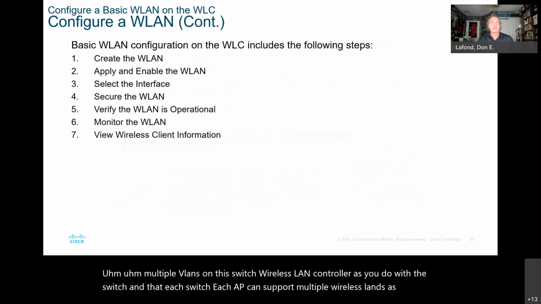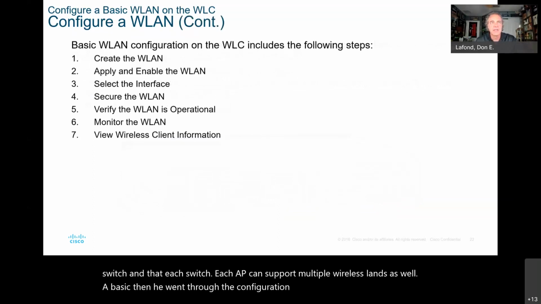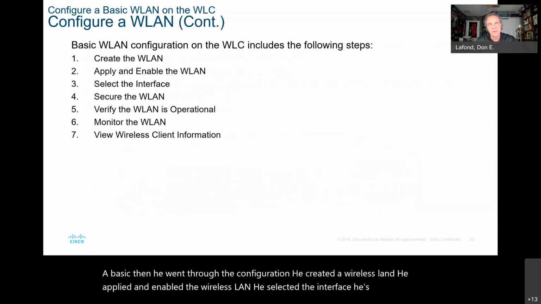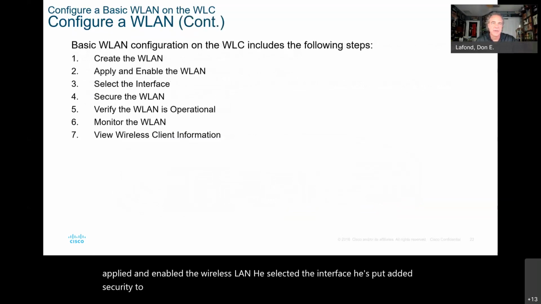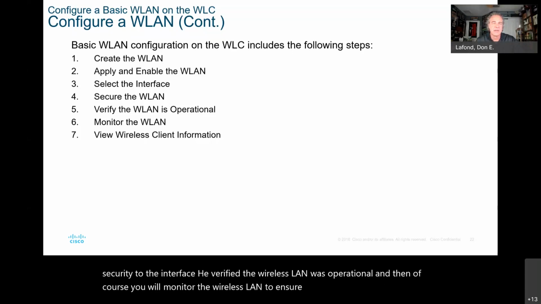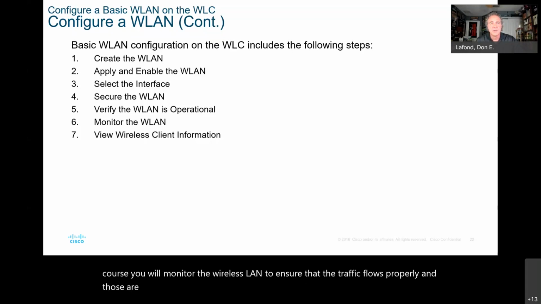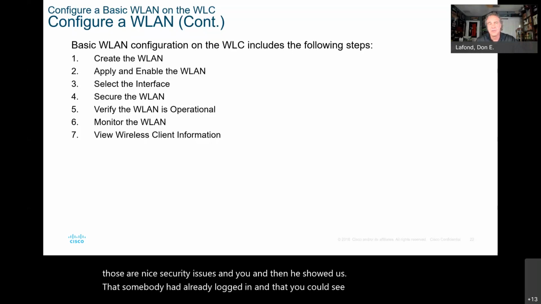Then he went through the configuration. He created a wireless LAN. He applied and enabled the wireless LAN. He selected the interface. He's added security to the interface. He verified the wireless LAN was operational. And then, of course, you will monitor the wireless LAN to ensure that the traffic flows properly and there aren't any security issues. And then he showed us that somebody had already logged in and that you could see the MAC address of the user.